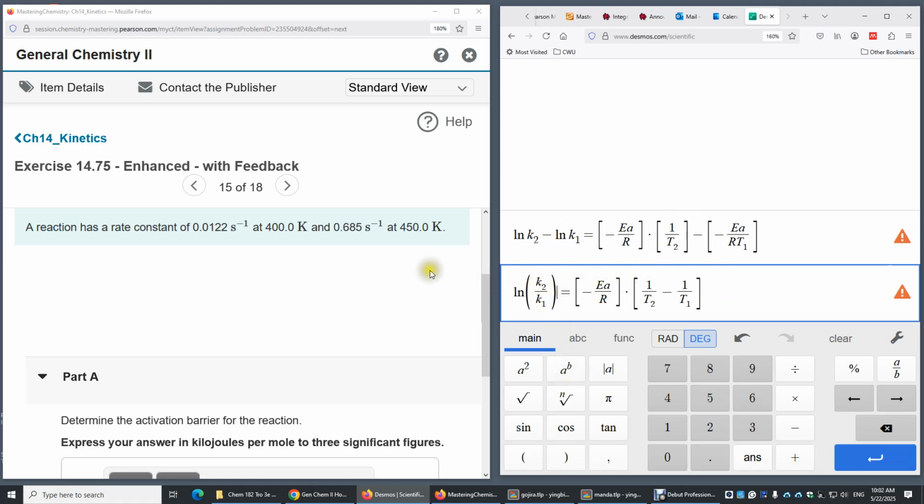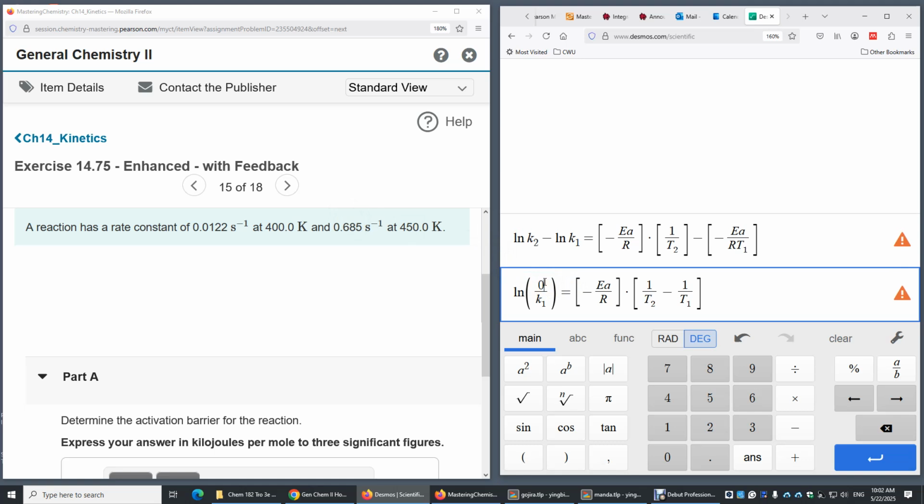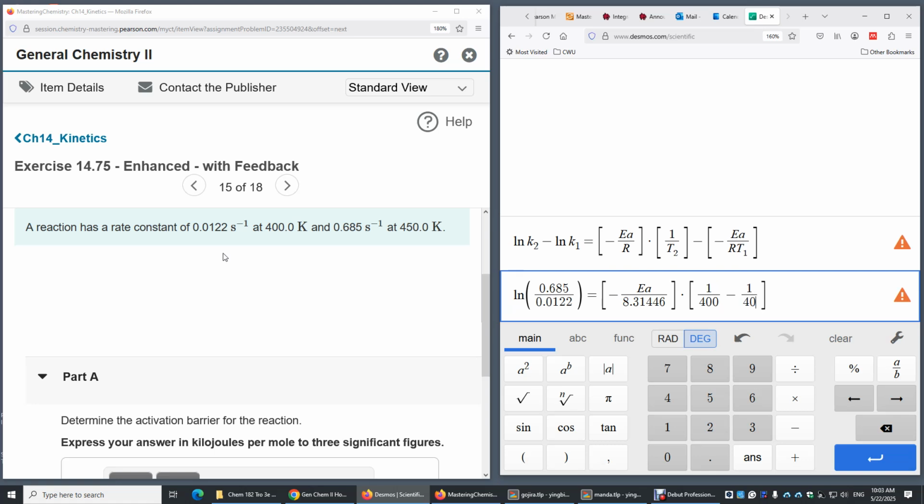Now we plug in numbers. Let's say this is k2, 0.685, k1, 0.0122, R, joule per mole Kelvin is the units of this value. 1 over T2, which is 400 Kelvin. Make sure you use Kelvin. And T1, this would be data point number 1 at 400. Oh, this is 400, and this one is 450.